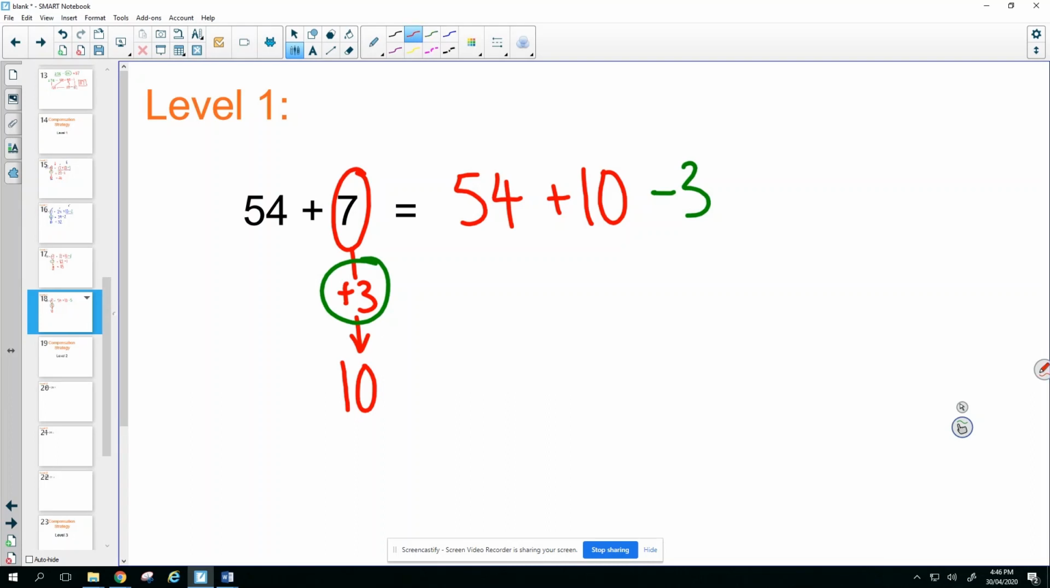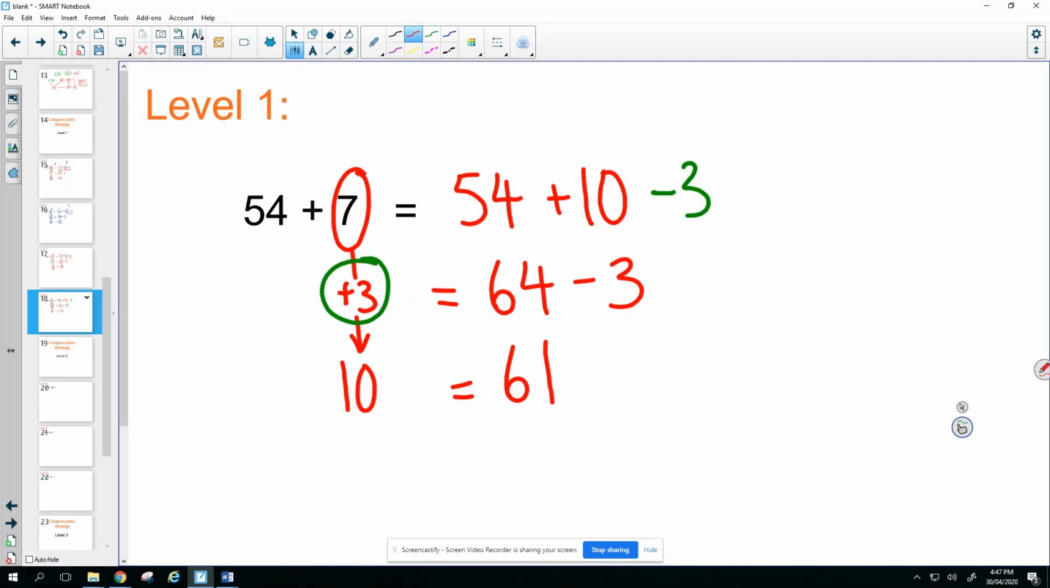Let's do our equal sign. 54 plus 10, nice and easy, 64. Let's bring down our minus 3. We've got 64, take away 3 is 61. Our answer is 61.